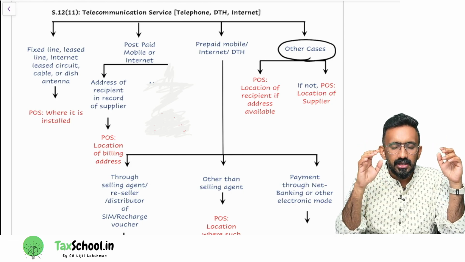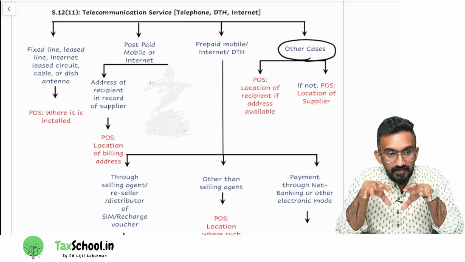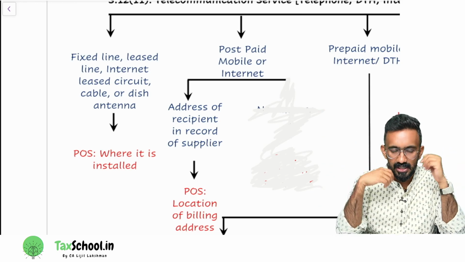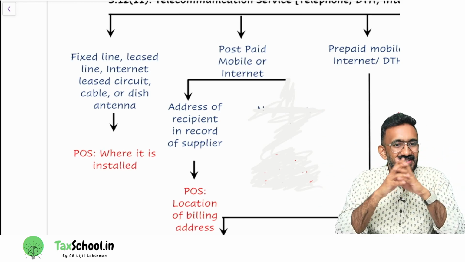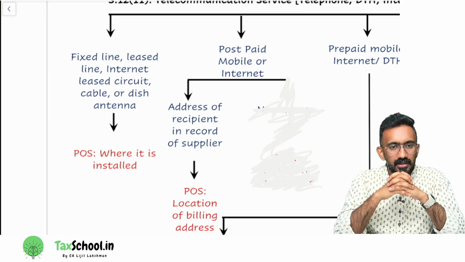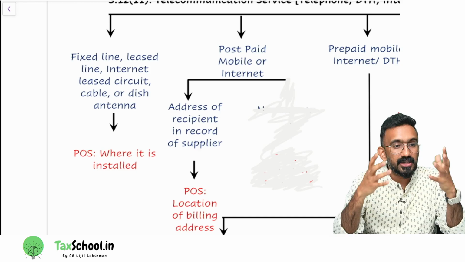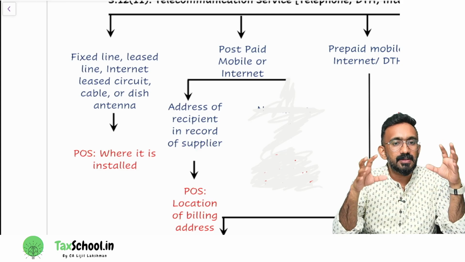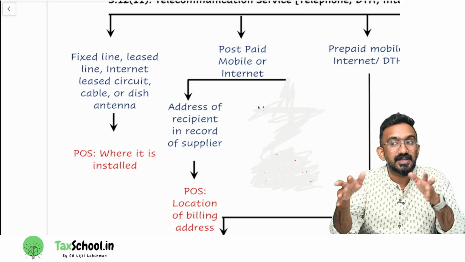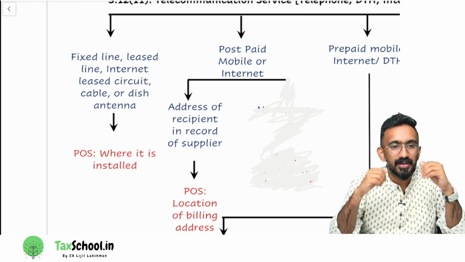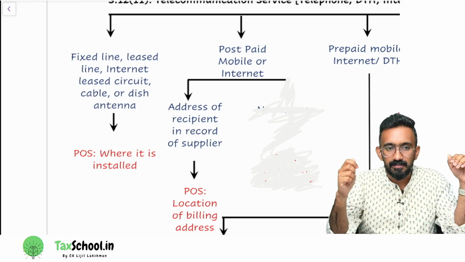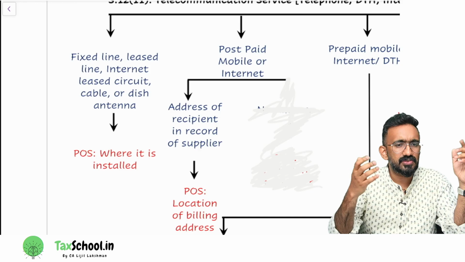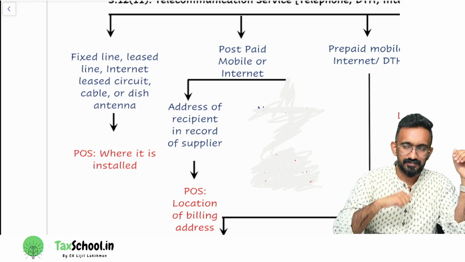They said, if your telecommunication service has a place of installation, which telecommunication service will have a place of installation? Like, for example, broadband, fixed line, landline, leased circuit, cable connection, DTH, all of this requires a place to install. If there is a place to install, place of supply would be where it is installed. So a landline bill: I have a landline in Kochi from BSNL and BSNL services of 450 rupees. What is the place of supply? Kochi, where the landline is installed.